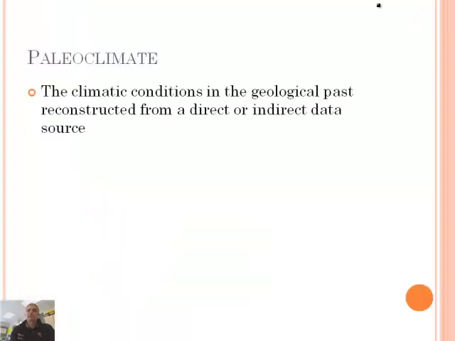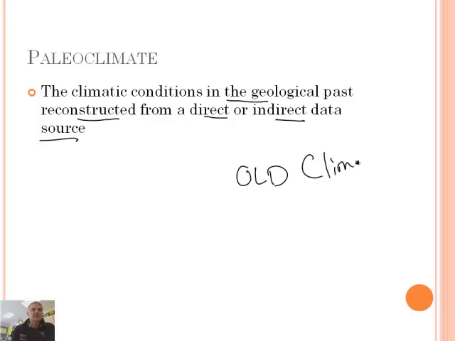What is a paleoclimate? It is the climatic conditions in the geological past, reconstructed from a direct or indirect data source. So this is basically old climates. We're trying to figure out what the climate was like in the past, which may lead us ultimately, in a later podcast, to what the climate will be like in the future.